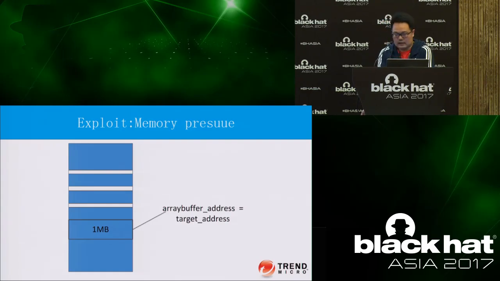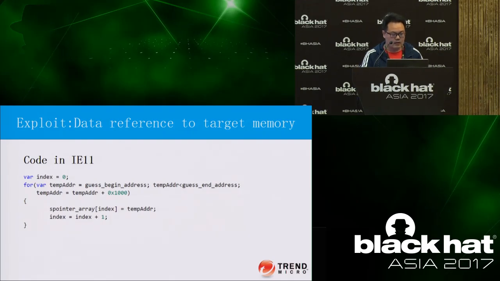Okay, we will introduce it like this. First, we do the memory pressure and create the target memory at this place. Then every buffer address points to this. Second, we use a data reference to the target memory and create a pointer array. The pointer array saves addresses like this. The target address is between the begin address and the end address, so this array will have an index which saves the target address.